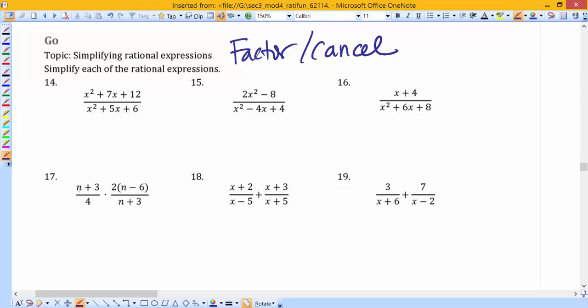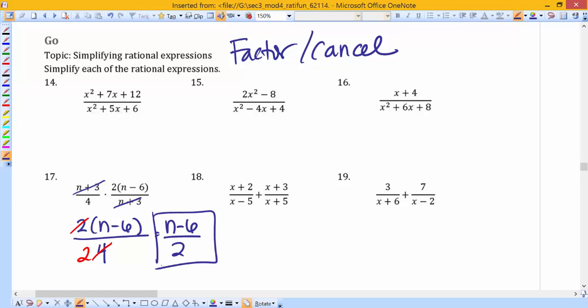And I look and I see I have an n plus 3 and an n plus 3. One's in the top, one's in the bottom. They cancel. They become 1. So I'm left with 2 over n minus 6, 2 times n minus 6 all over 4. Then you will need to notice that 2 goes into 4 twice. So your final answer is n minus 6 over 2. Very, very nice, easy problem to work through.